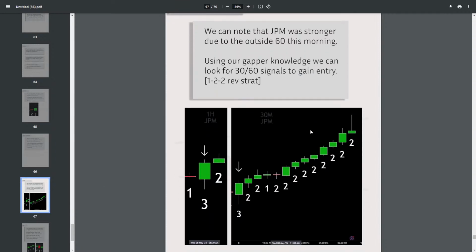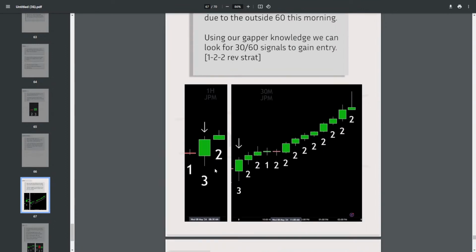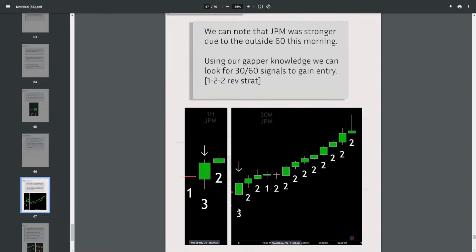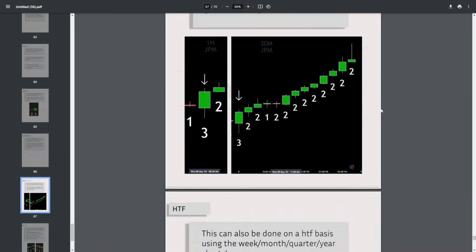So for example, what you're going to see is JP Morgan. This is a Dow Jones stock. So we can take note that JPM, since it went 3 on the 60, is stronger than the Dow Jones. And using our gapper knowledge, we then look for our signals to gain entry. You could have tried the 3-2, which does work, but then right here, actionable signal, which is preferred. Notice you get the corrective 2 down, and then your entry occurs here, and they go flying because of the relative strength, identifying where those buyers truly are. So that's an example of just intraday relative strength.